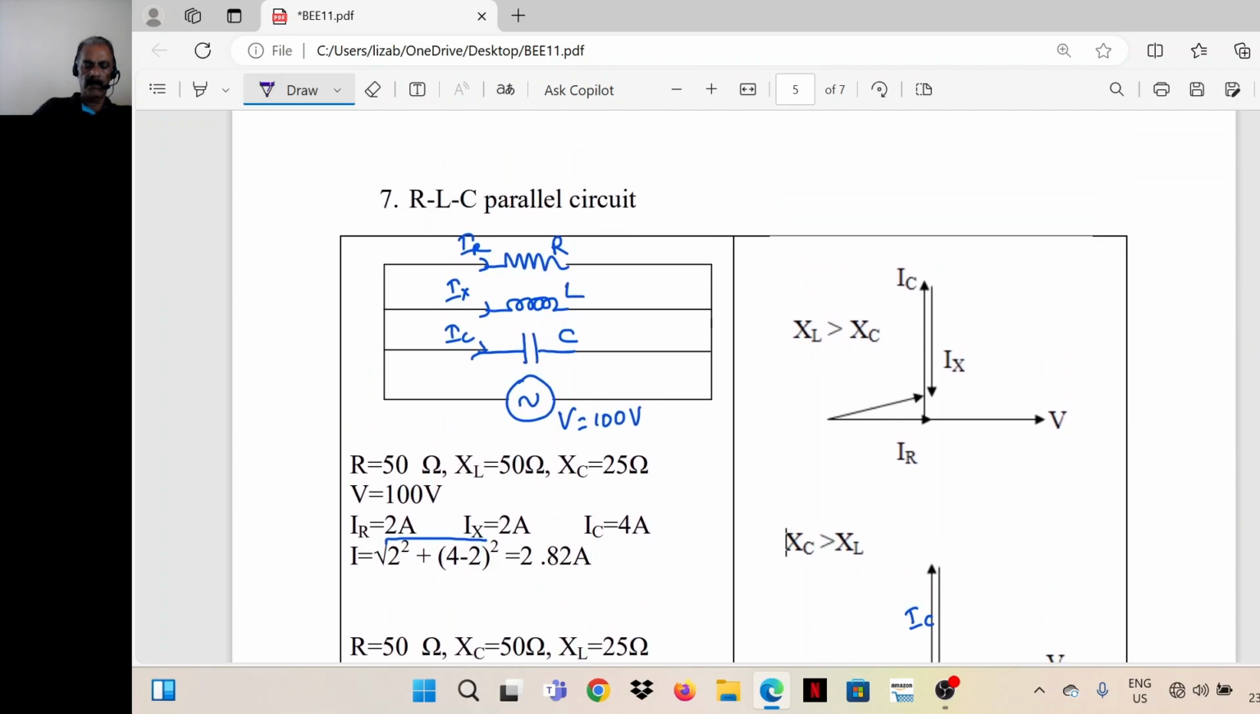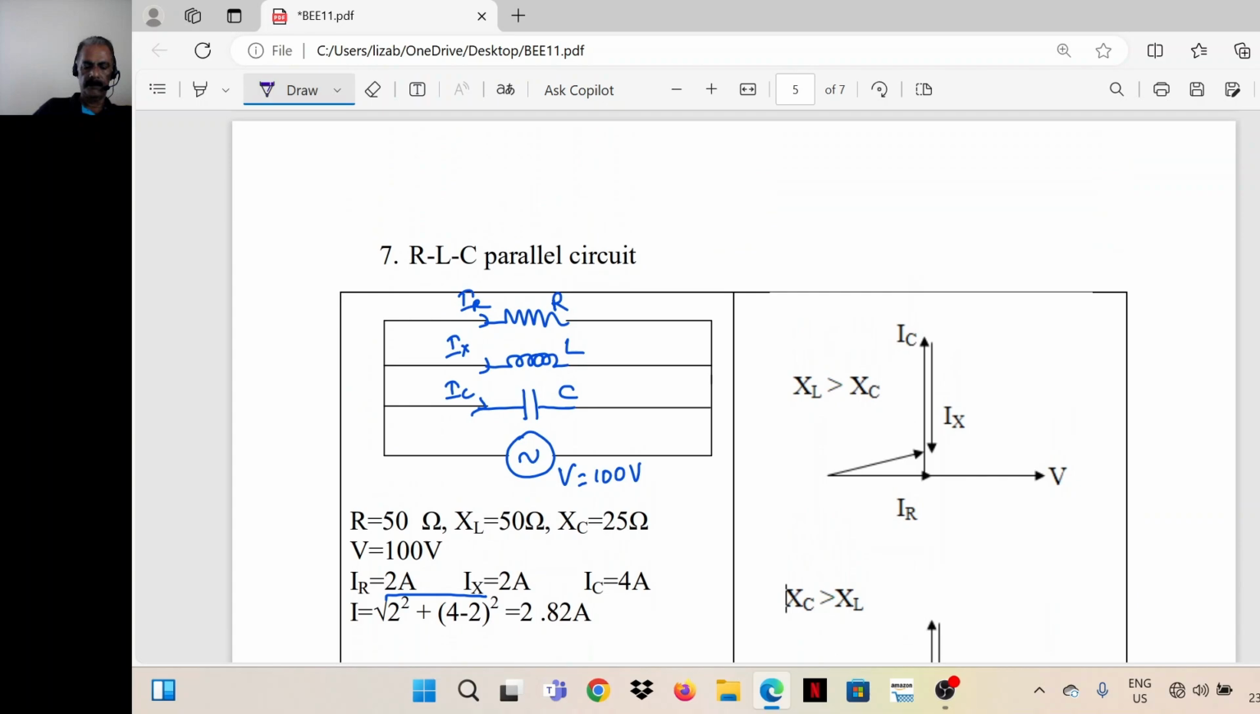Then an RLC parallel circuit. Voltage, let's take it as the reference. There are three currents: the current taken by the resistor, IR, the current taken by the inductor, marked here as IX, and the current taken by the capacitor, IC. Voltage is common for all the three elements. All these three elements are connected in parallel. Voltage is common for these three elements.